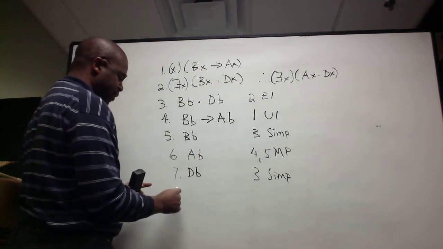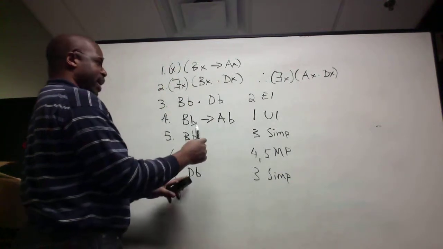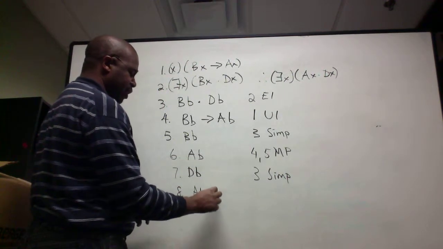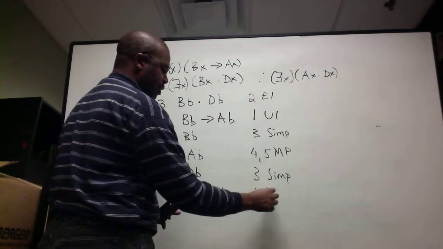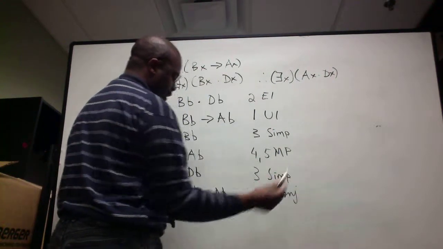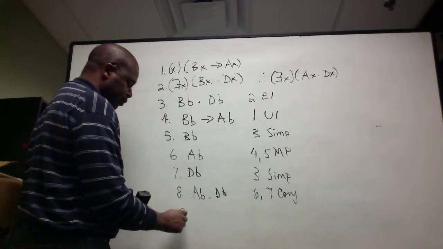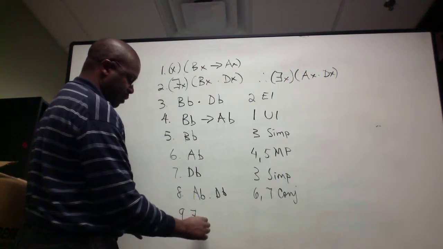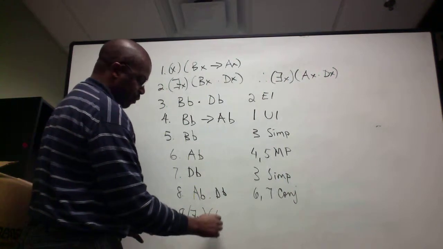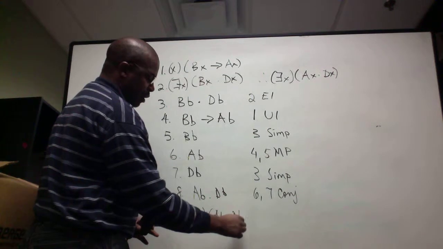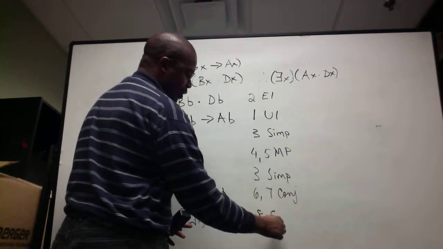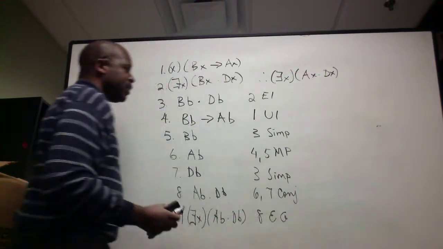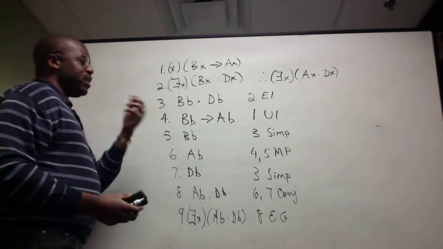Having done that, I go to 7, 8. I combine Ab and Db in some kind of conjunction and say 6, 7 conjunction. Having done that, I can now do existential generalization on 8, like that. Ab • Db and say 8 existential generalization. Now, I told you, always use EI before UI.